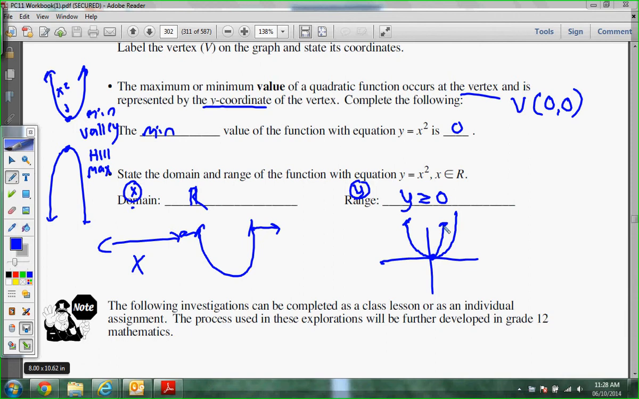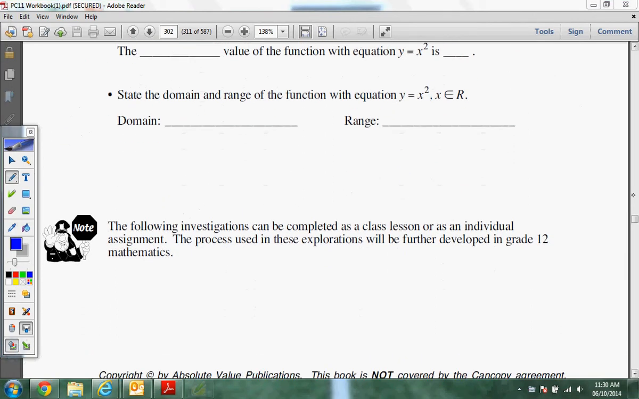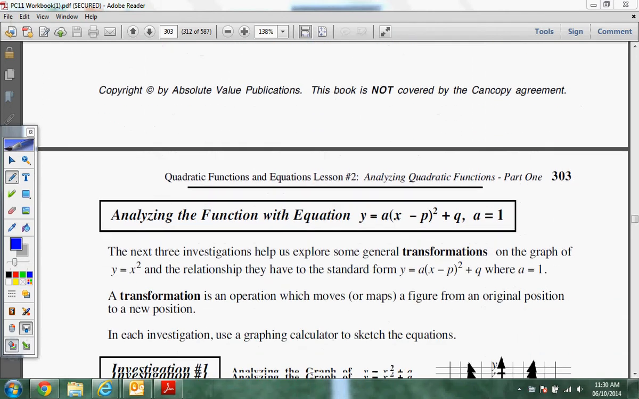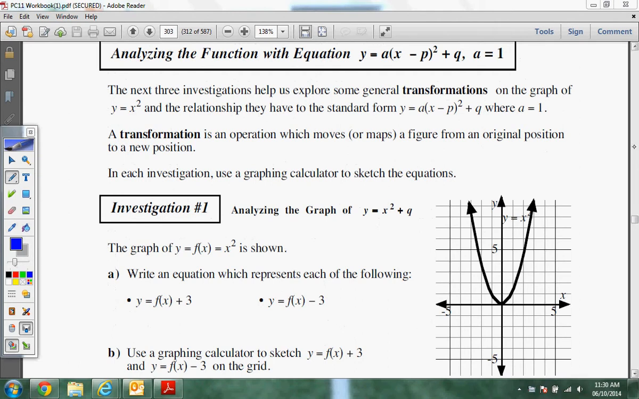All right, let's move on. Take a little look at the transformations now. All right, so analyze functions with standard form: a(x − p)² + q, when a is 1. On this first investigation, we're just going to look at what kind of transformation q makes.